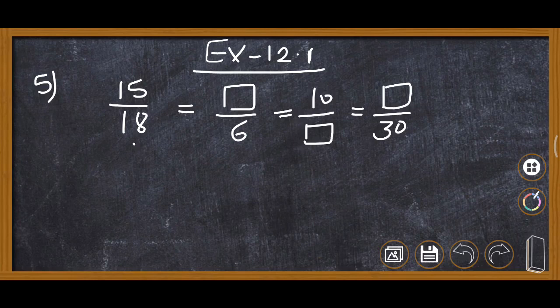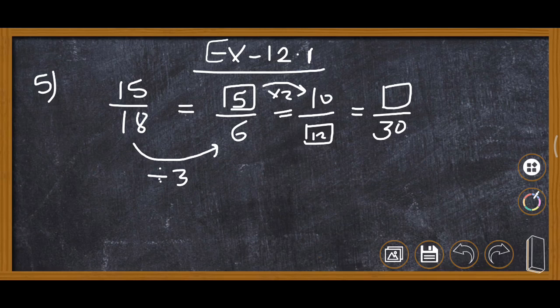So here you can see 18 is converted to 6 by dividing it by 3. When 18 is divided by 3, the answer is 6. So when 15 is divided by 3, 3 5s are 15, then here the answer is 5. Now the other one, you can see this 5 is converted to 10 by multiplying it by 2. Because 5 2s are 10, then 6 2s are 12. So here we will write 12.